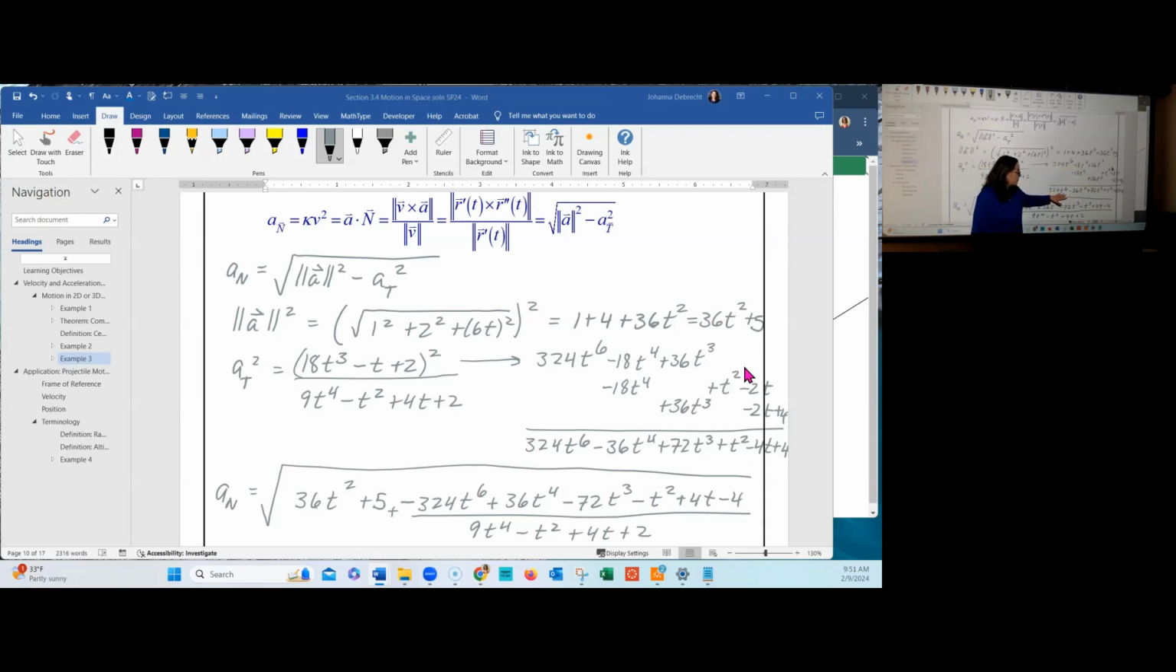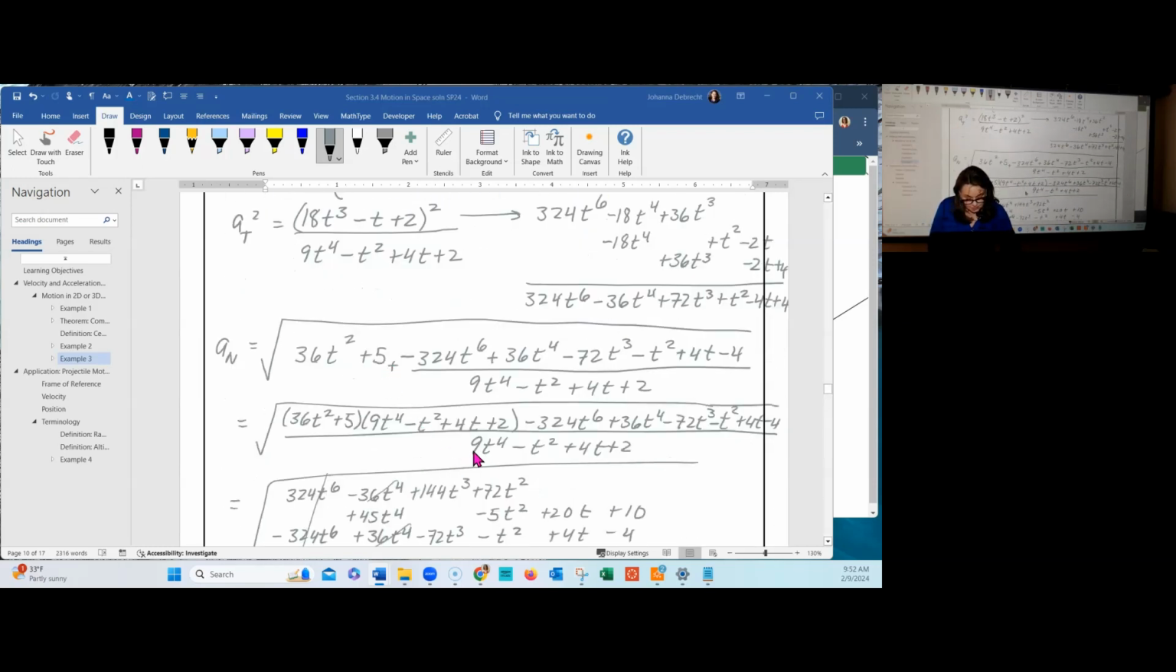And I came up with this result here, 324 multiplied by t to the sixth power minus 36 multiplied by t to the fourth power plus 72 multiplied by t to the third power plus t squared minus 4t plus 4. When I put this into the formula, note that I'm going to be subtracting the square of the tangential component, which will basically change all the signs in the numerator. And then I can add them together.